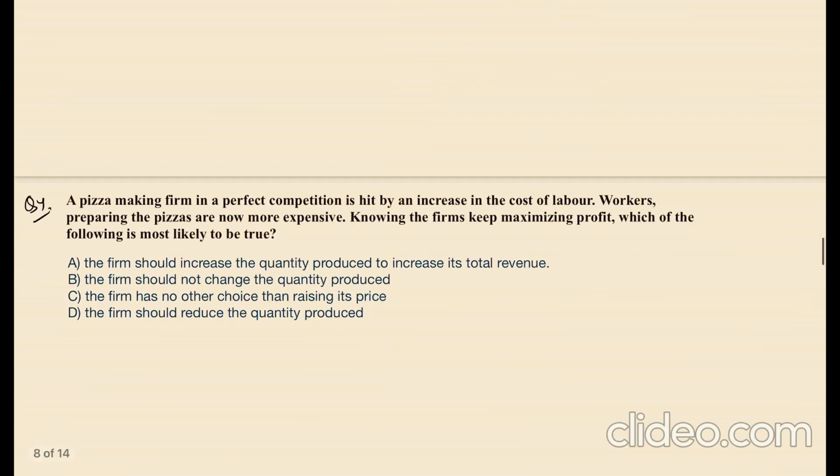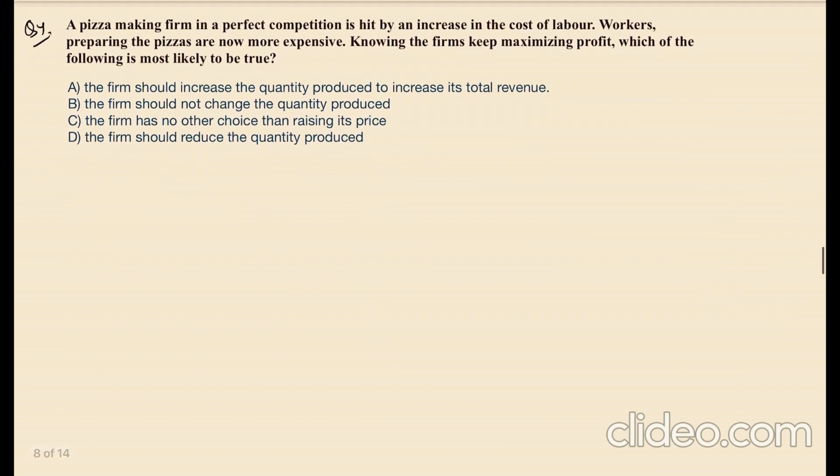Okay, now let us see question 4. A pizza making firm in a perfect competition is hit by an increase in the cost of labor. So their cost of production is increasing. Workers preparing the pizzas are now more expensive. Now, knowing the firms keep maximizing profit, which of the following is most likely to be true? So they're saying that the firms will still like to maximize their profit, then which of the following is true?